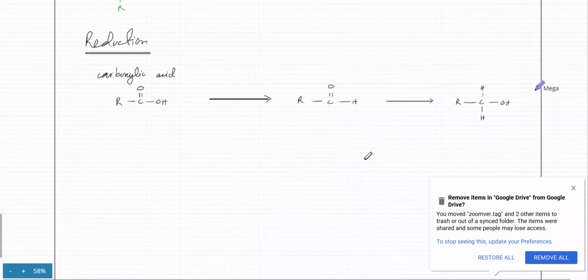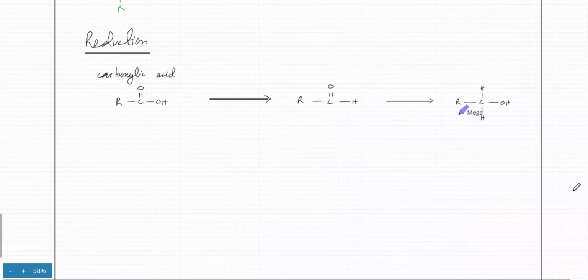So what you're going to do is change this carbon over here, the one that I'm trying to highlight. Just keep changing that. From a carboxylic acid, it changed into an aldehyde and it changed further into an alcohol.